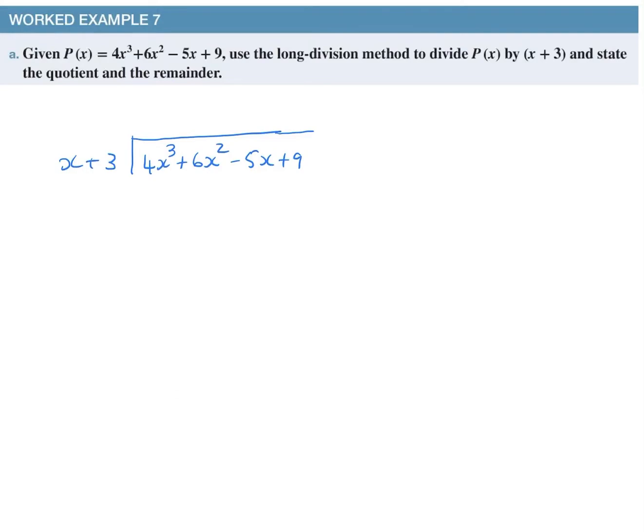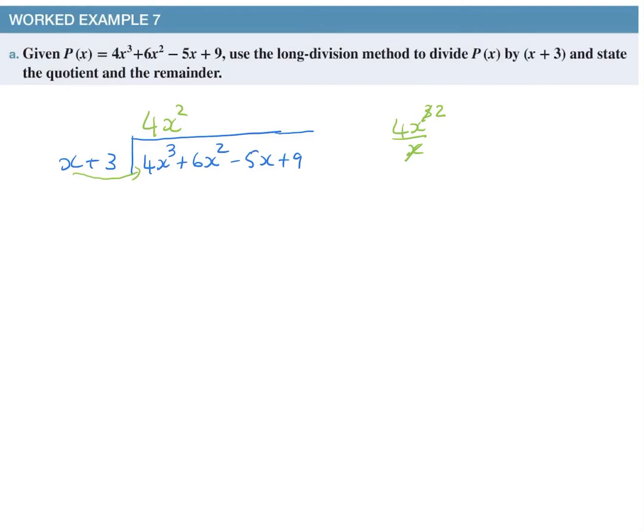Now I'm always going to look at the leading value of my divisor, so I'm going to look at x. I'm going to say 4x cubed divided by x. If you can't do it mentally, and you will see that in the second example, it's easier to do it this way. 4x cubed divided by x: x goes into itself once and x cubed twice. So I have left 4x squared.